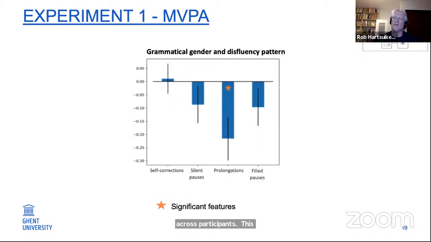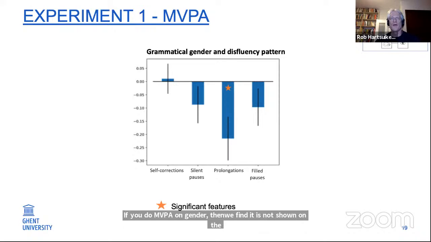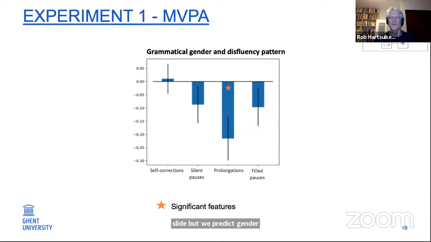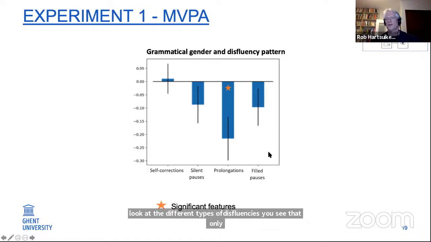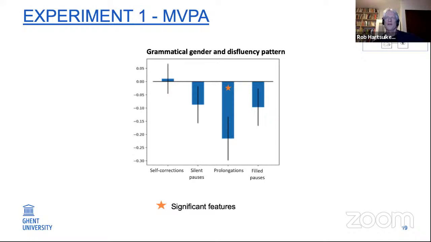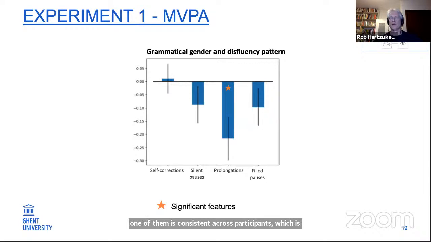If you do the MVPA on gender, it's not shown here on the slide, but we also predict gender condition above chance, albeit very slightly. So now we're talking about 53% of the trials. Importantly, if you look at the different types of disfluencies, then you see that only one of them is consistent across participants, which is prolongations. So this reinforces our earlier conclusion that it's really the prolongations that drive the gender effect over here. And it does so consistently across different participants.